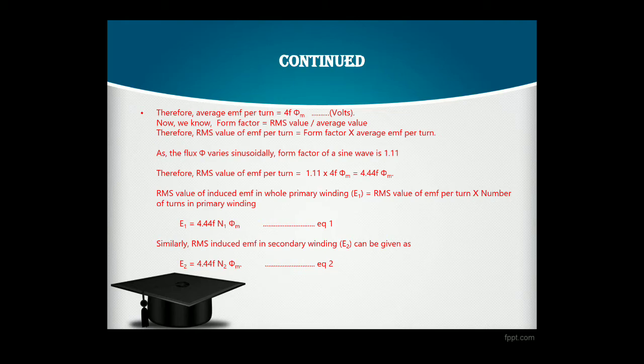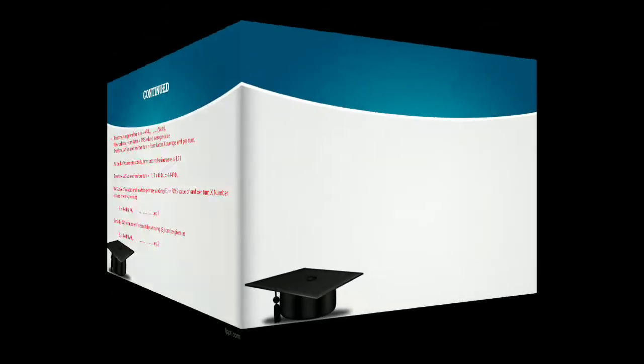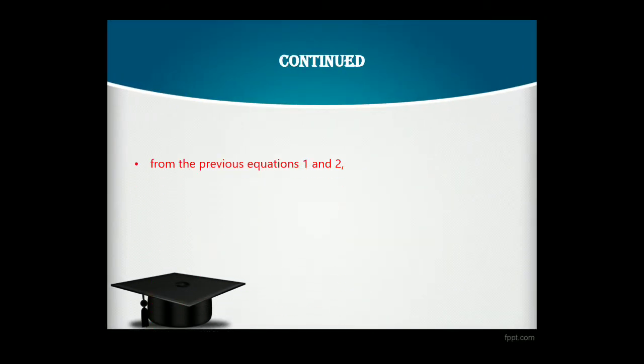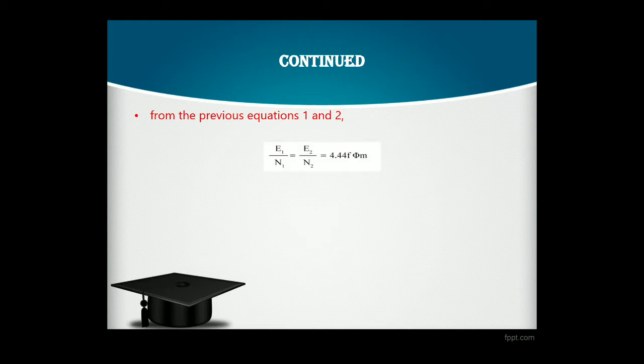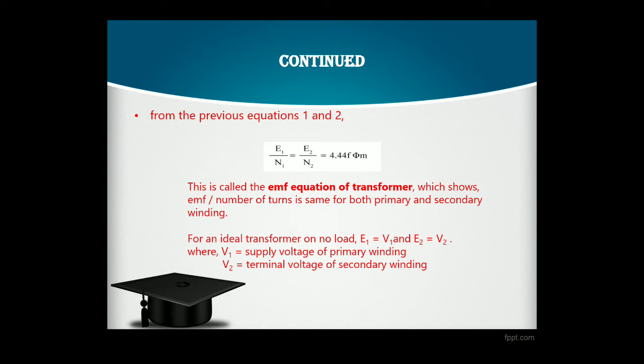That is the EMF equation. Now from the previous equations 1 and 2, we can write E1/N1 equals E2/N2 equals 4.44 f phi m. This is called the EMF equation of a transformer, which shows the EMF per turn is the same in both primary and secondary windings. This is possible in the case of an ideal transformer.